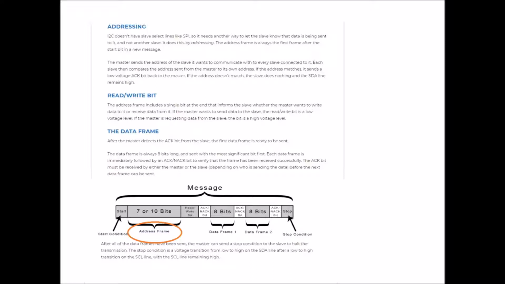After all of the data frames have been sent, the master can send a stop condition to the slave to halt the transmission. The stop condition is a voltage transition from low to high on the SDA line after a low to high transition on the SCL line, with the SCL line remaining high.